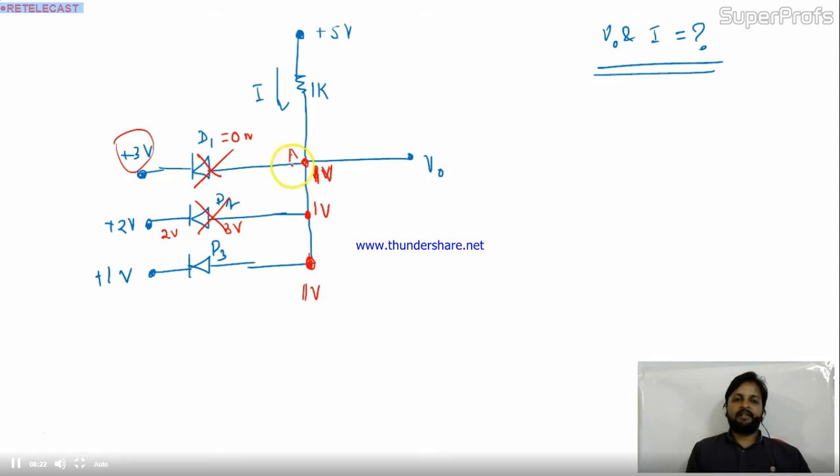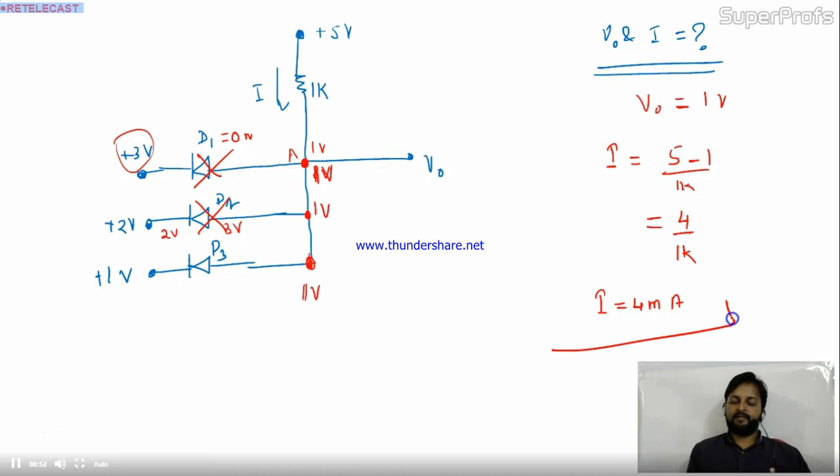Now in your hand you have the proper, perfect and correct 1 volt at the node A, and this 1 volt is nothing but the V0. So the V0 value you find is 1 volt. What about the current? You have the potential difference, so you can easily find this current. This is 5 minus 1 volt divided by 1K. So 4 divided by 1K, your current is 4 milliampere.